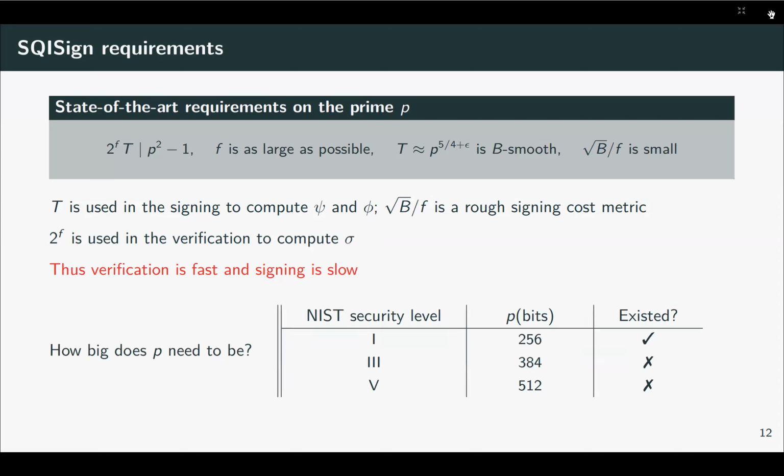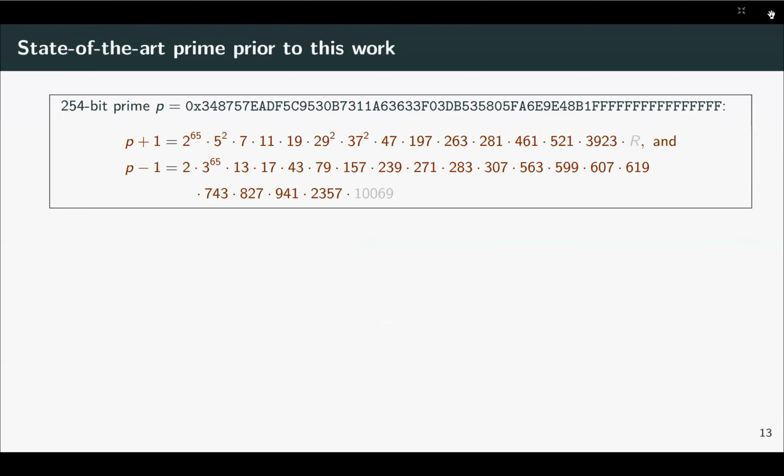Now, in terms of the prime that we need for security level 1, we need a prime of about 256 bits. And in this work, we want to define larger primes as well. So for level 3, we want 384-bit primes, and for level 5, we want 512-bit primes. And prior to this work, there were only 256-bit primes. So this was the state of the art prior to this work, and it performed quite nicely.